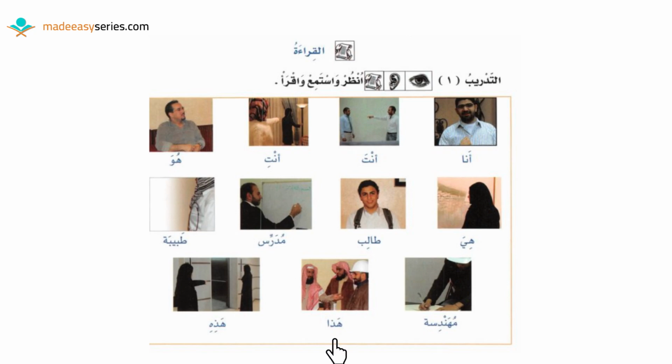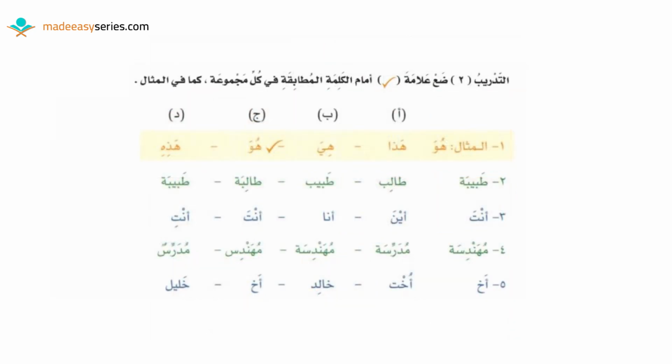Then we have the word hadha, which means this. You're pointing to a male person or a male noun in front of or near where you are. Then we have hadhi, which means this. You're pointing to a female person. Now let's move on to the next activity.